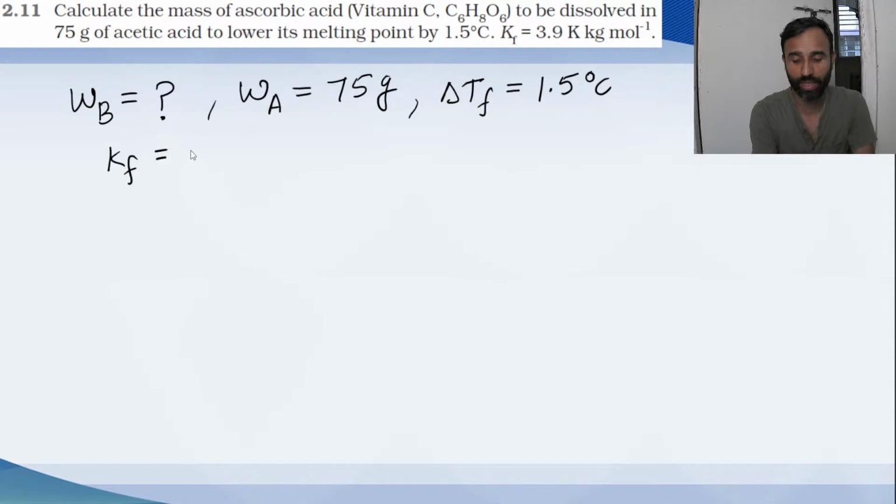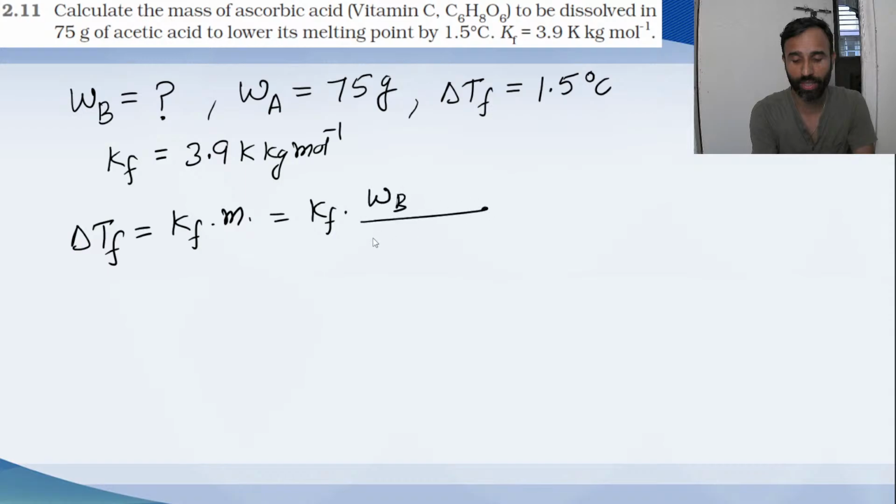So Kf is 3.9 Kelvin kg per mole. So delta Tf is equal to Kf into m. That is Kf into WB by MB into WA into 1000.